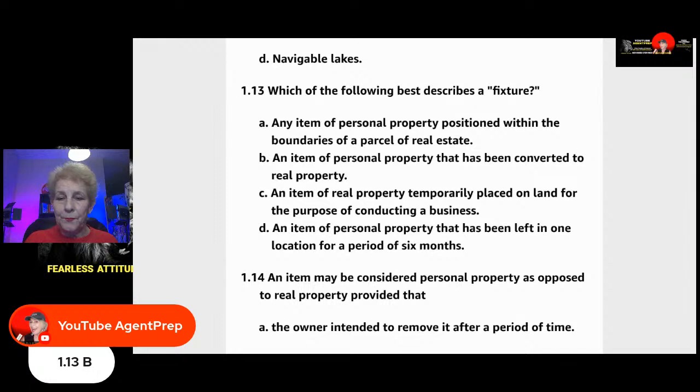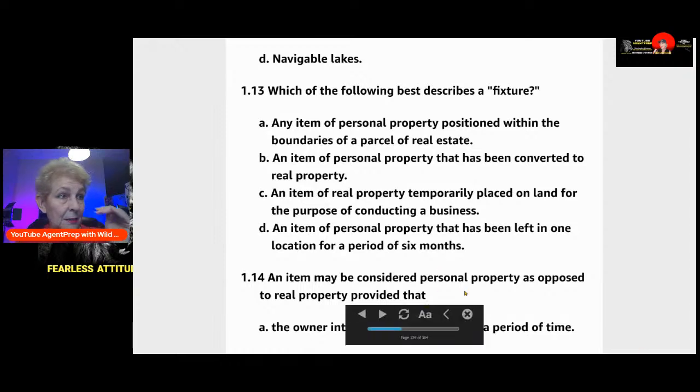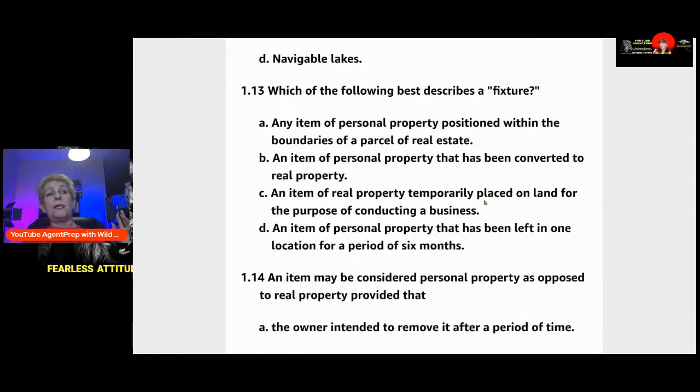1.13b. Now, the other type of fixture is a trade fixture, right? On letter C, it was an item of real property temporarily placed on land for the purpose of conducting a business. So that is for businesses that the fixtures go with them. If they're a dentist or a doctor, or a masseuse, or any other type of business, they bring their equipment and install it in the property. Well, the owner doesn't want to keep those types of fixtures, so they go with the lessee. They go with their business.